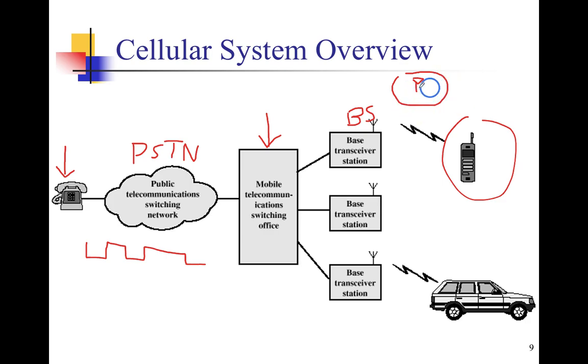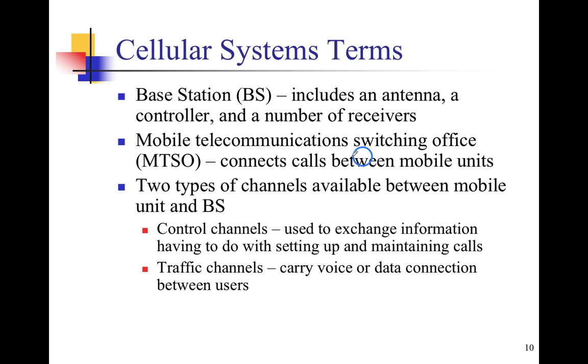This is like an antenna, or not an antenna. It's a base station, which is more than an antenna. They will be controlling one of the cells. So this is the component. You have an MTSO, mobile telecommunication switching office, and then you have the base transceiver station, or they call it base station, BS. This is an explanation of the components.